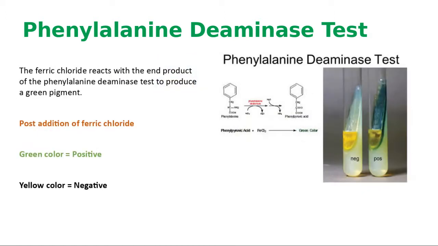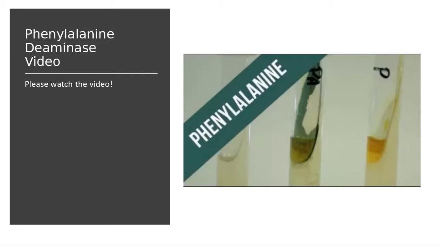Okay, so here's the test, right? So you can see that after 24 hours, you add ferric chloride, about 5 drops. If it turns green, it's positive. Any other color is negative. So sometimes it looks yellow, sometimes it looks rusty orange, doesn't make a difference. Any other color that is not green is negative. Okay? Any questions?